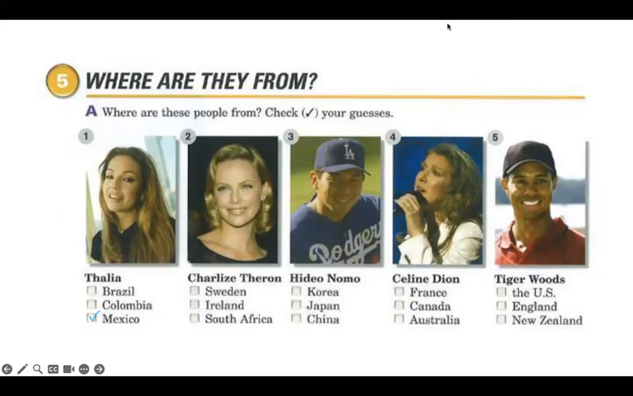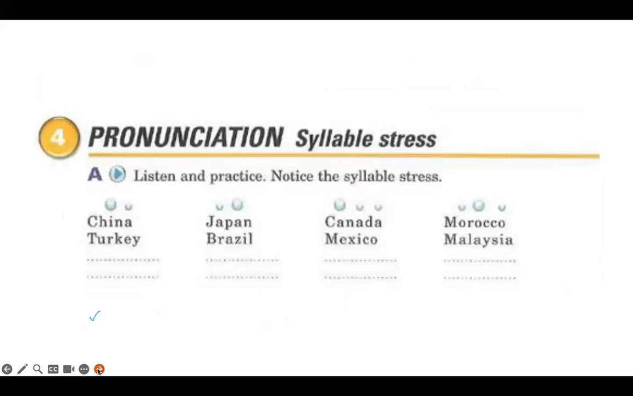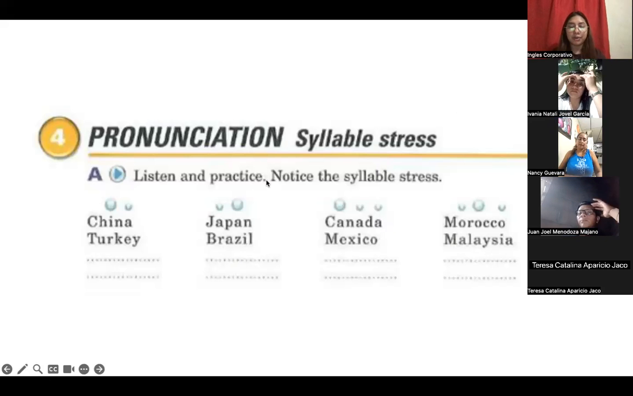Now we are going to move to the next slide. Now here we have this is what I mentioned. Esto es lo que les mencionaba. Tenemos acá syllable stress. El syllable stress es como el acento o la fuerza de voz en las palabras, right? ¿Ven esta burbujita de acá? Una burbujita grande y una burbujita pequeña. Donde está la burbujita grande es donde va la fuerza de voz.